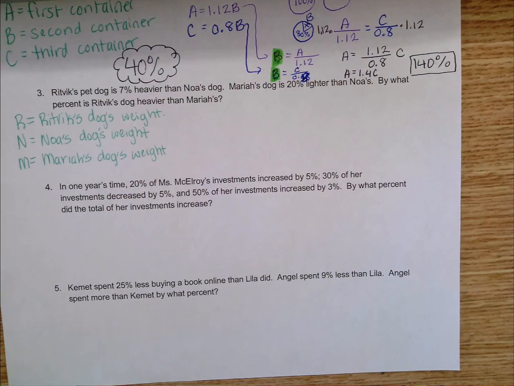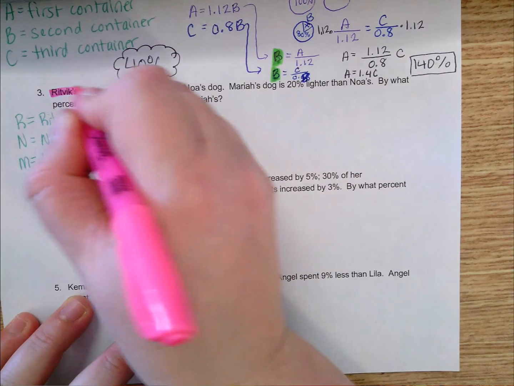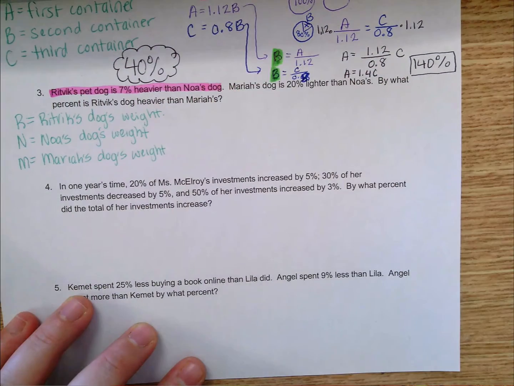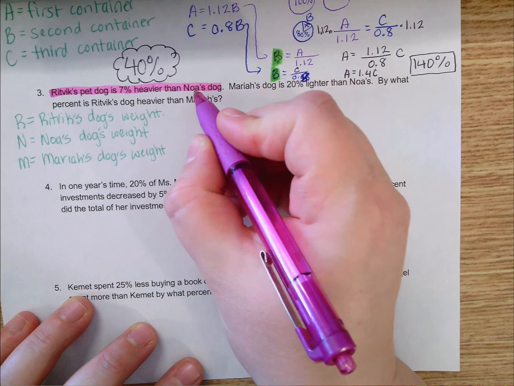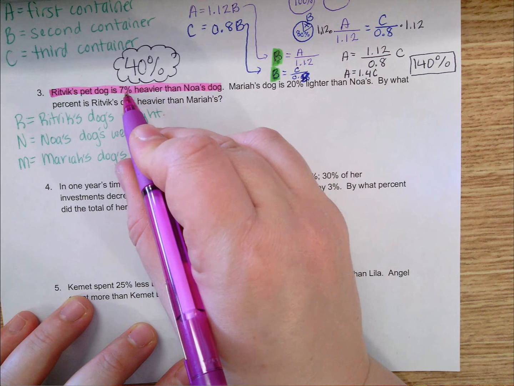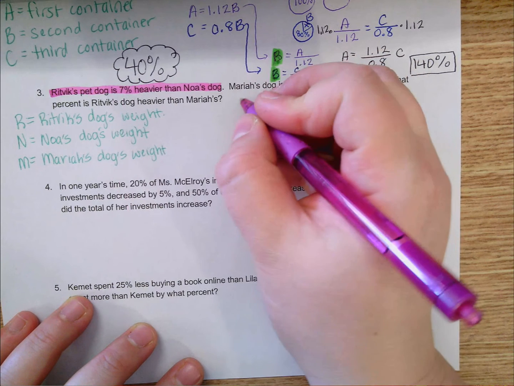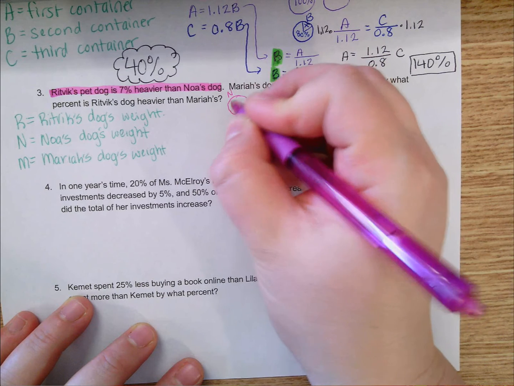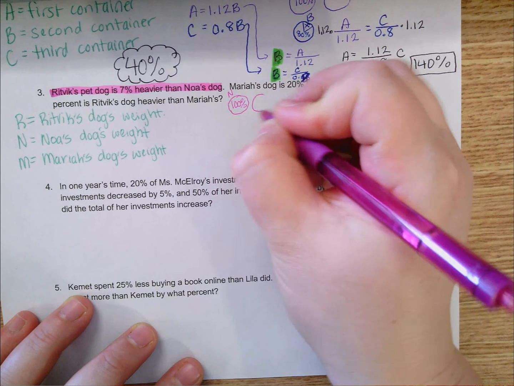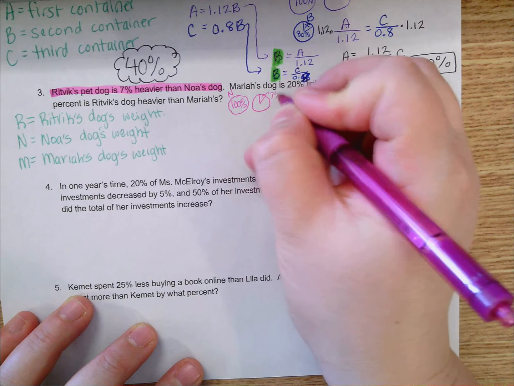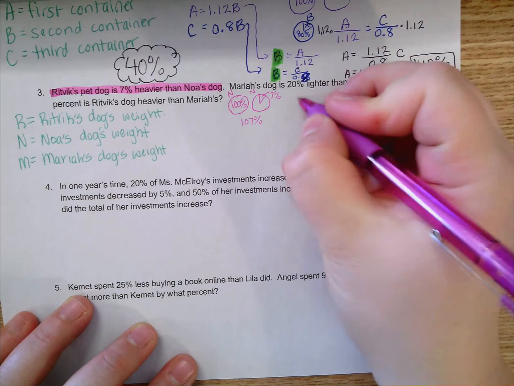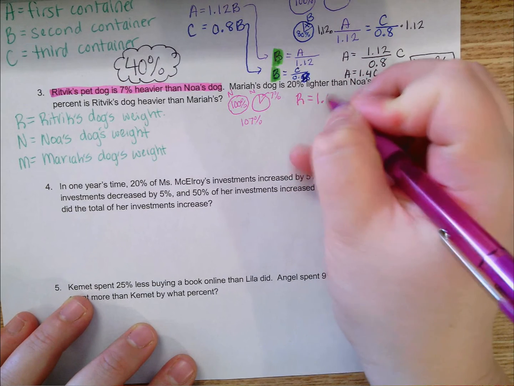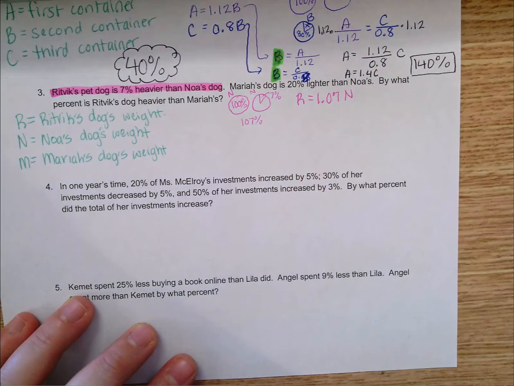And let's look where we can build our equations. My first sentence: Ritvik's pet dog is 7% heavier than Noah's dog. Let's build that equation right now. I know Noah's dog is what I'm comparing to. Ritvik's dog is 7% heavier than that. So Ritvik's dog is going to be all of Noah's dog plus another 7% of Noah's dog, or in other words, 107% of Noah's dog. So R equals 1.07 times N.